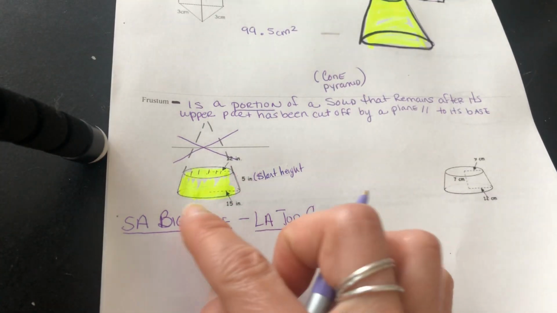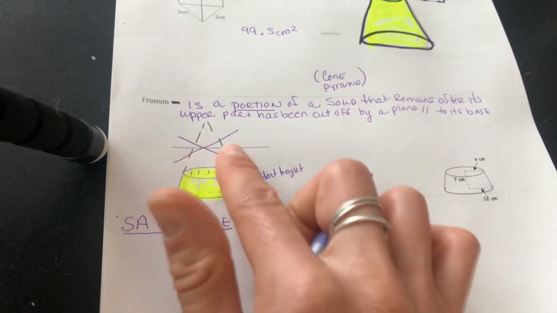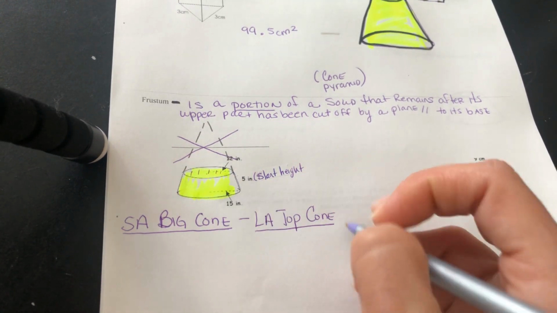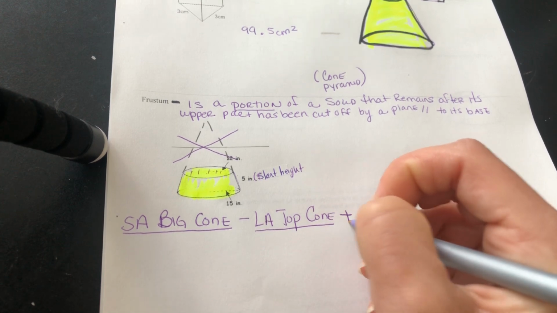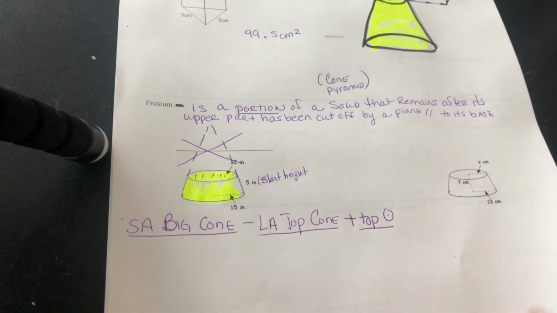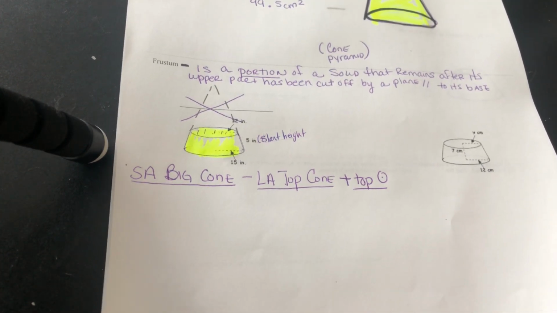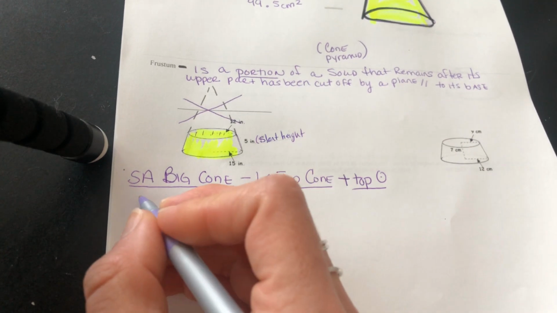We want that top, because when you did the surface area of the big one, you included all of this. Now I just cut off this. I want to also wrap that, so you want to add the top circle. It's the best way I can explain how to do these for you guys quickly. And what I recommend is writing your formulas and inputting the values.